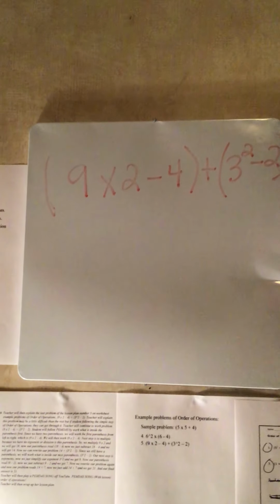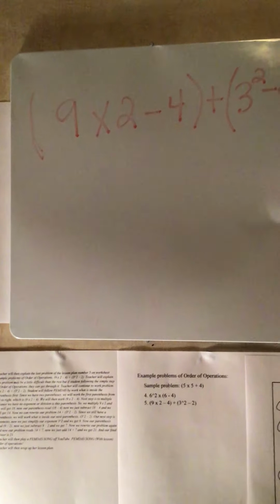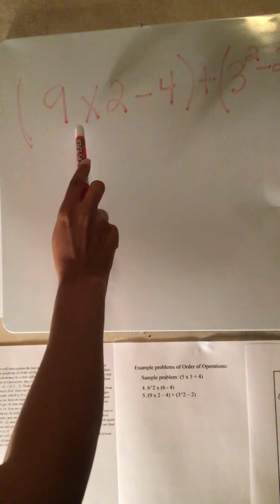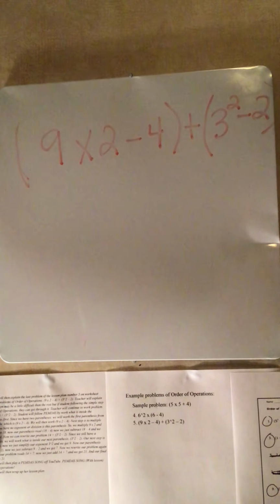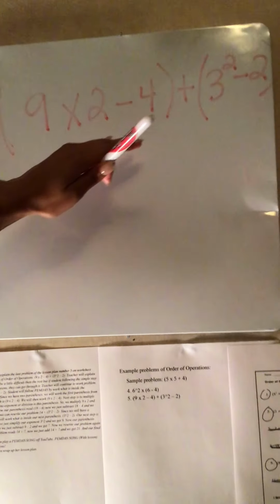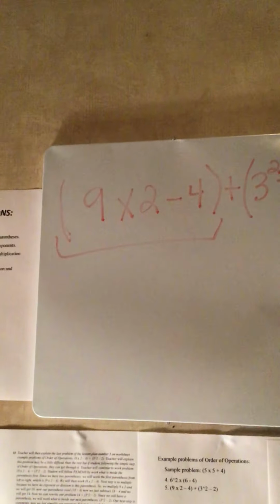So we know our first step in order operation Panda, we must work inside the parentheses. And since we have 2, we're gonna work these parentheses from left to right. So from left to right, the first one will be the first parentheses we work inside. So let's start with this one. 9 times 2 minus 4.